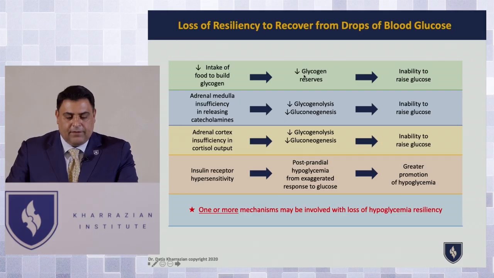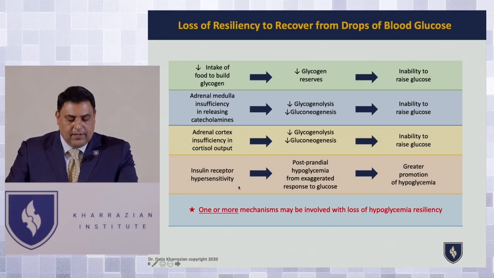And if they don't have enough glycogen to last them through the night, they usually wake up in the middle of the night with their heart rate going up and anxiety, because they have to then activate epinephrine and norepinephrine to break down protein through the gluconeogenesis pathways. Adrenal medulla insufficiency in releasing catecholamines can impact raising glucose levels. Adrenal cortex insufficiency in releasing cortisol can be a factor.